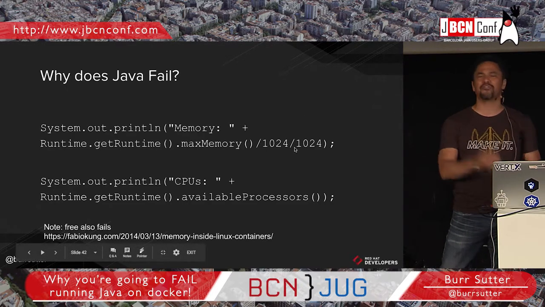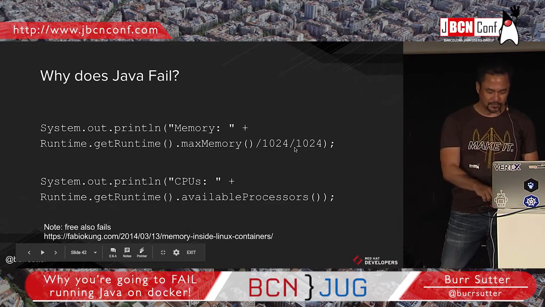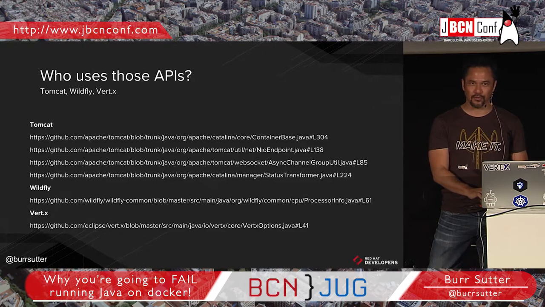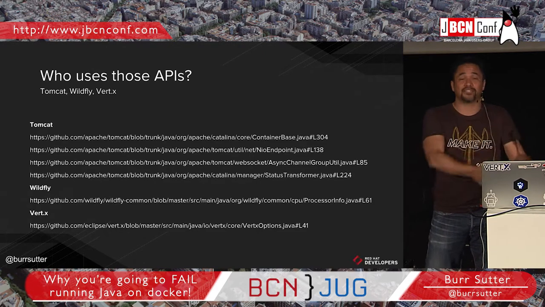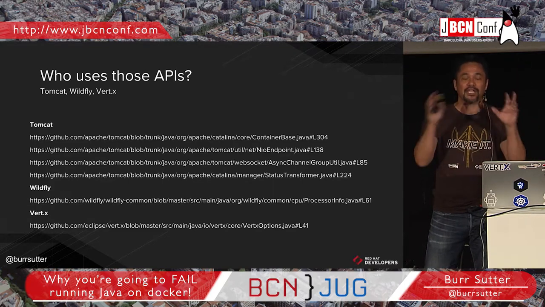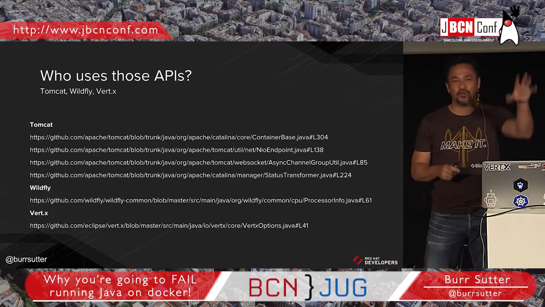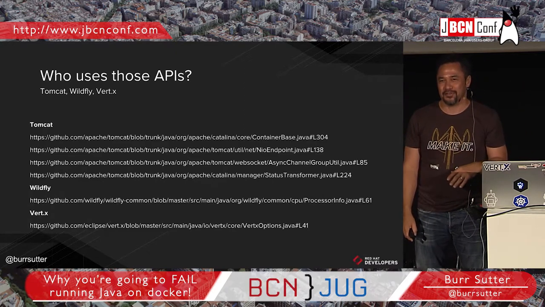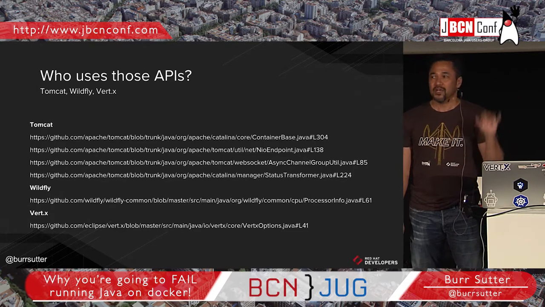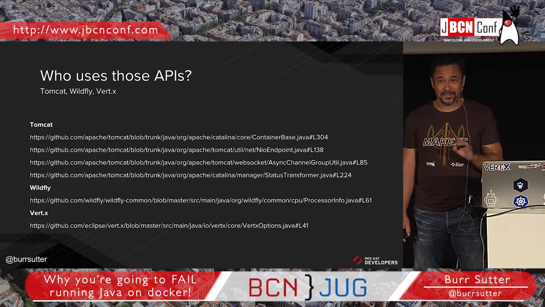You might be thinking, why never use those APIs? Well, that's probably true. You don't use those APIs. But a lot of people do, like Tomcat, like Wildfly, like Vert.x. These are the projects that we work on, right, at Red Hat. These are the app servers, if you will, or application runtimes that specifically run your apps. They look at those things, and they would make bad decisions. Now, the real bad one is the memory. We'll focus more on memory. But CPUs also is jacked up, okay?